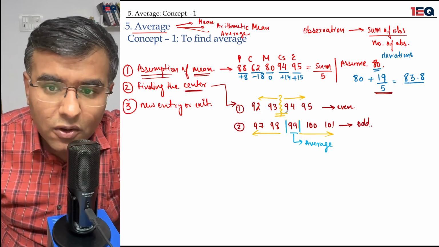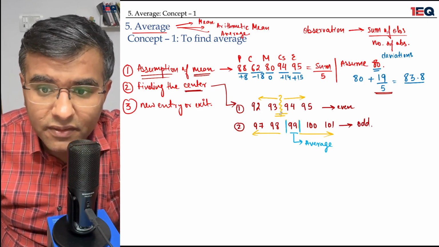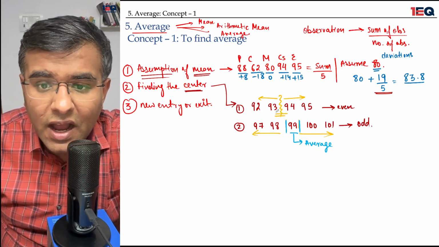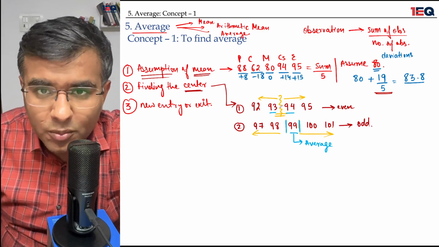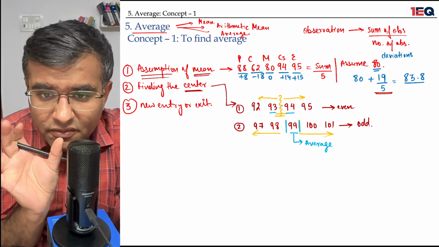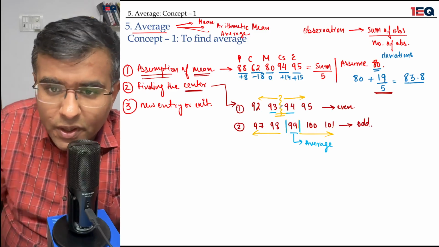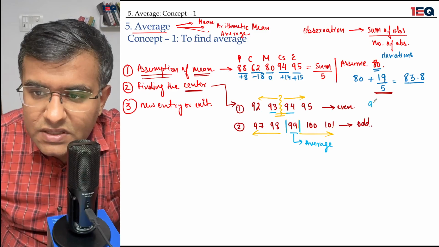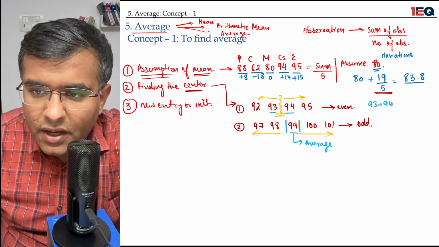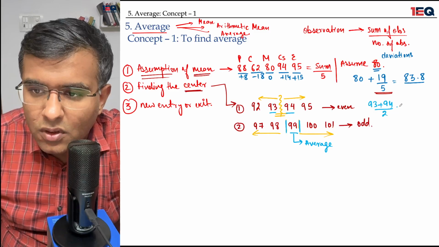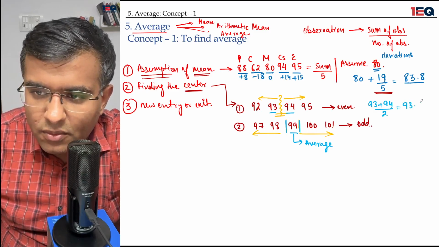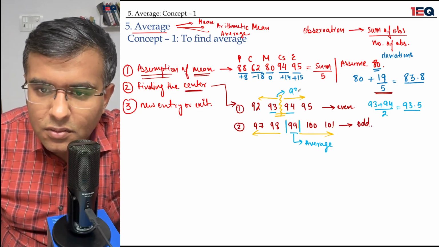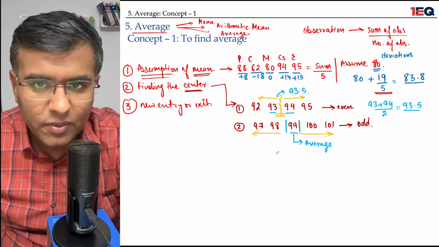But here I cannot say because there is no central number available. What do I actually have with me? I have 93 and 94 being the two extremities from where the split had occurred. So the average of 93 and 94, which is 93 plus 94 whole divided by 2, is equal to 93.5. This is going to be my average.